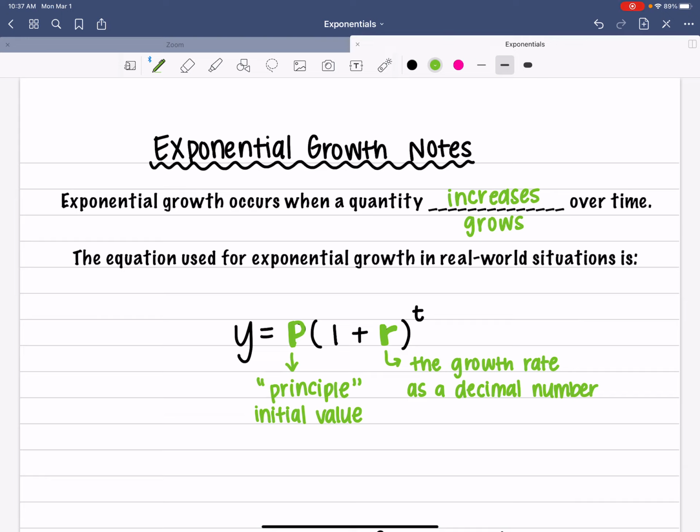The next important thing is t. T represents typically some amount of time as your exponent. Now let's look at a real-world example and how to use this equation to set up our exponential growth function.